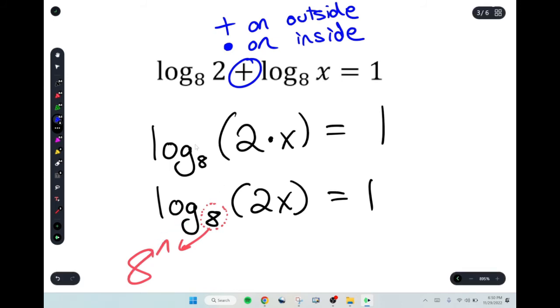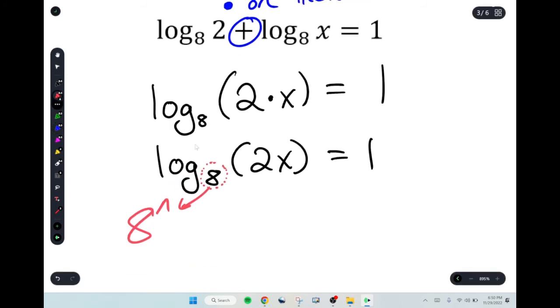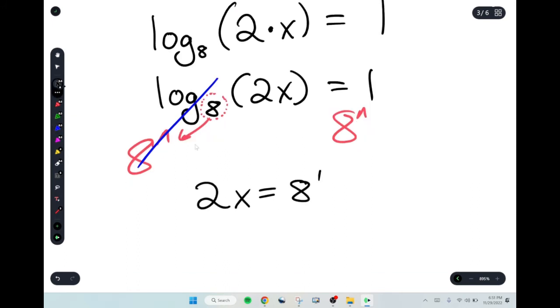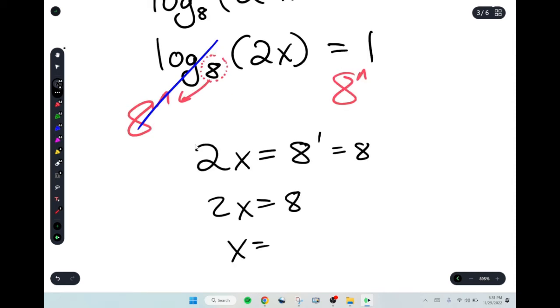But what you do to one side, you have to do to the other side. So we made 8 a base on the left, or exponentiated your argument by 8. So now we're going to exponentiate this side by 8 and end up with those canceling out. 2x equals 8 to the 1, which is just 8. So 2x equals 8. So x better be a 4.